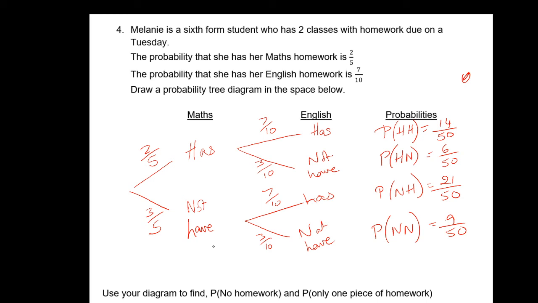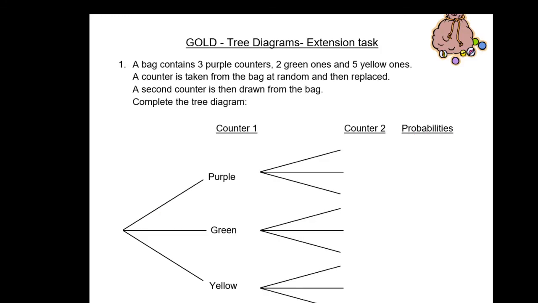Use your diagram to find the probability of no homework. So that's this one, 9 over 50. Only one piece of homework, so that's this one and this one, so that's 6 over 50, plus the 21 over 50, which is 27 over 50. Okay, right.